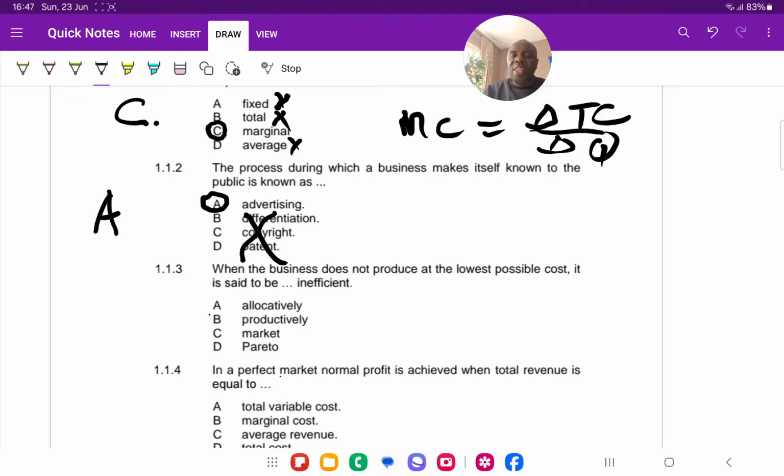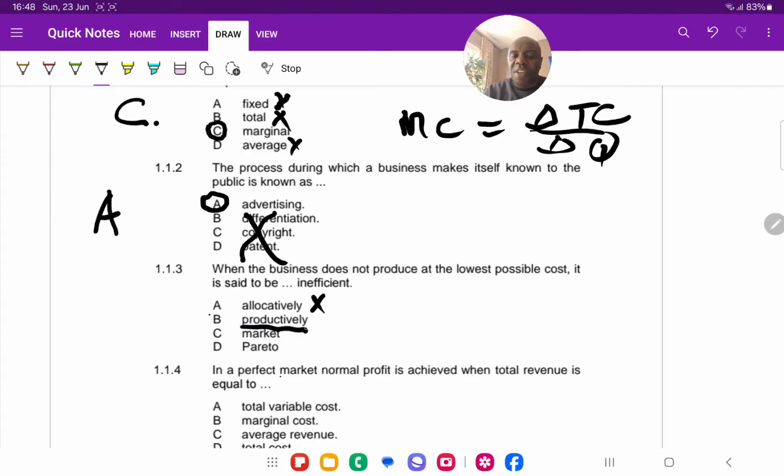Number 3, when the business does not produce at the lowest possible cost, it is said to be dash inefficient. Let's look at answer A, allocative inefficiency. What is allocative inefficiency? It occurs when a business fails to produce goods that satisfy consumer needs. Consumers need product A, but businesses produce product B. That becomes allocative inefficiency. So that is not answering the question.